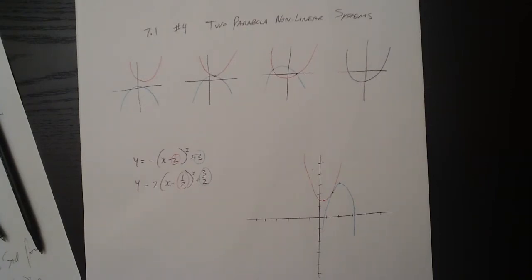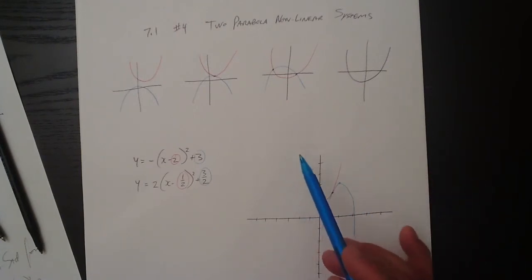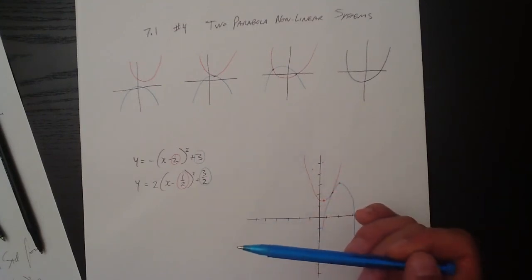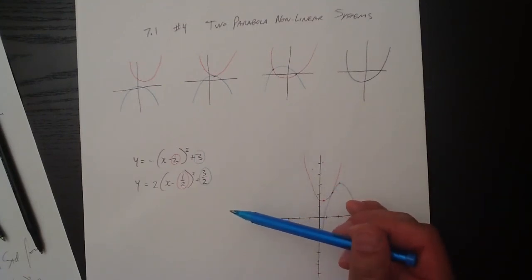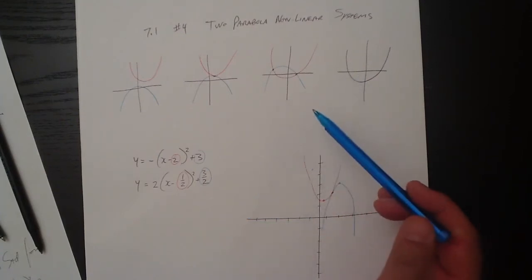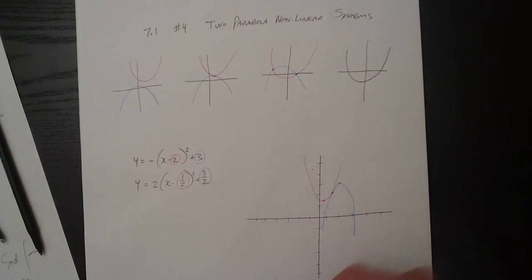So to graph, here are the things that you need to do. You need to be able to test a point to see whether it works in both equations, and that's just a matter of plugging things in. You need to be able to graph these. And I think that's it for 7.1. The exercise set is next.